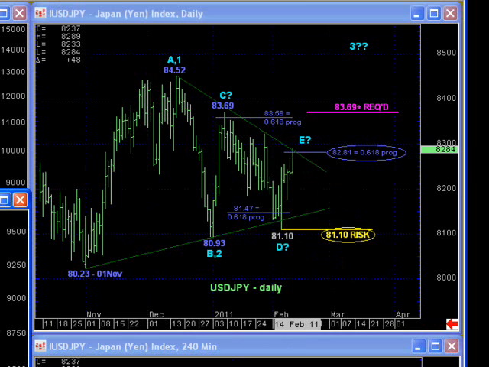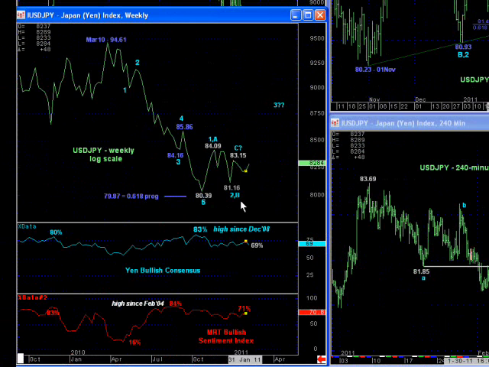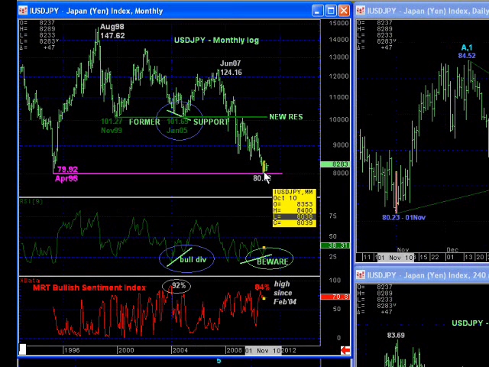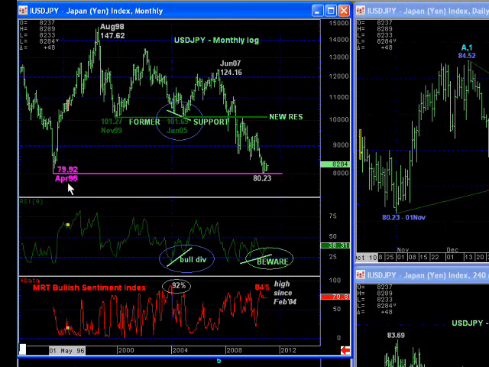secular bear trend in the dollar yen, we think would expose emotional and sharp losses to new lows on a long-term monthly scale, shown here, not only below the 80.23 low from back in November, but perhaps below the major April 95 lows of 79.92.